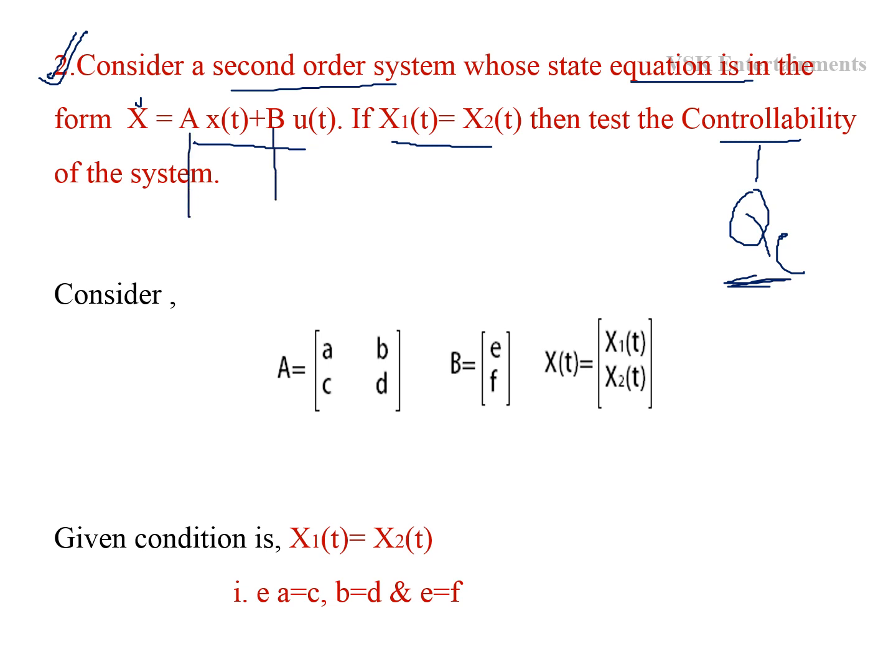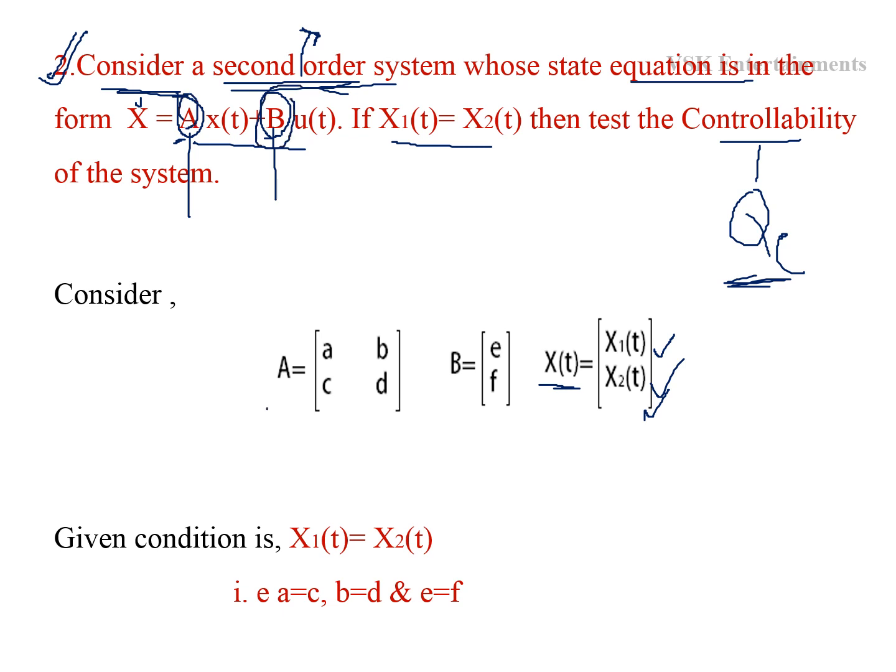There are no matrices given for matrix A and matrix B. We have to find out matrix B as well as matrix A by using the given data. Here the given data is, consider a second order system. Here second order represents the number of state variables. So we have to consider two state variables, that is x of t is equal to [x1 of t; x2 of t], and depending upon these two state variables we have to consider matrix A as well as matrix B.